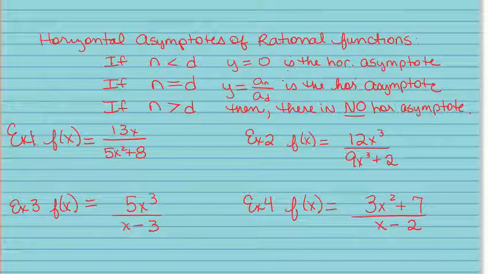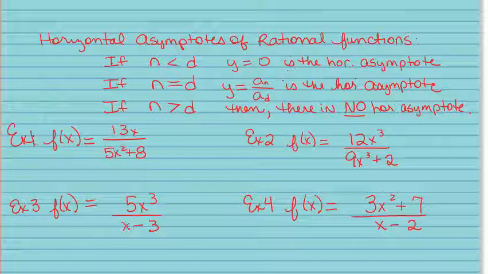So now we're going to do the horizontal asymptotes of rational functions. There are 3 rules, and you need to memorize these. There is some explanation if you want to go deeper, but that is for another video. So you look at the degrees of the numerator and the degree of the denominator. That's what the little n and the d represent. So you compare the degrees.